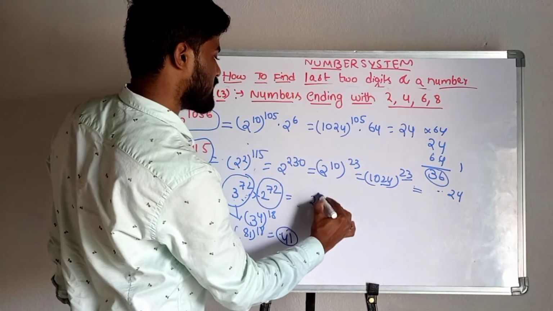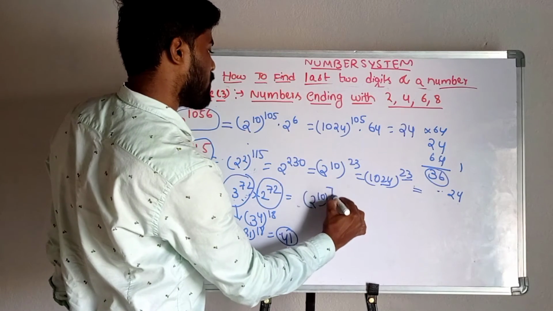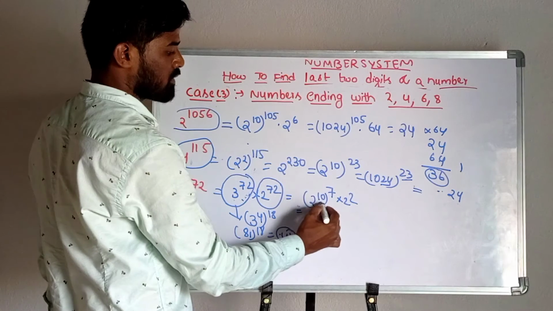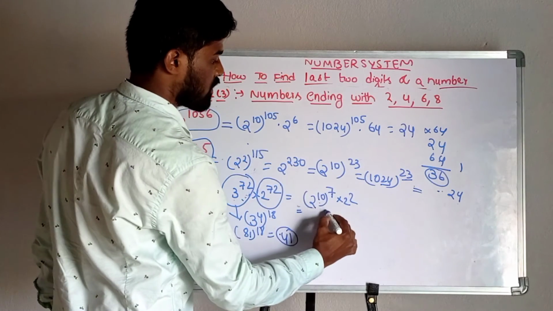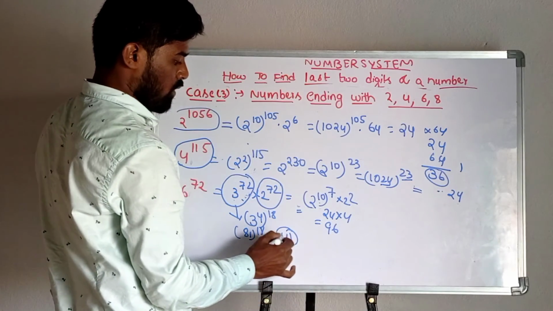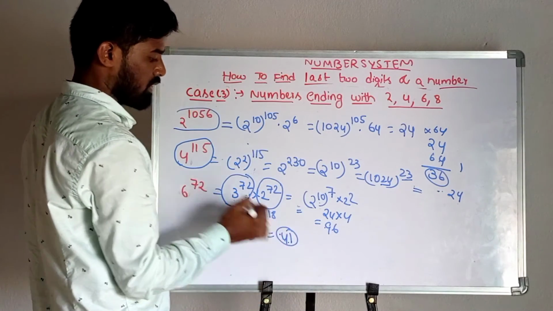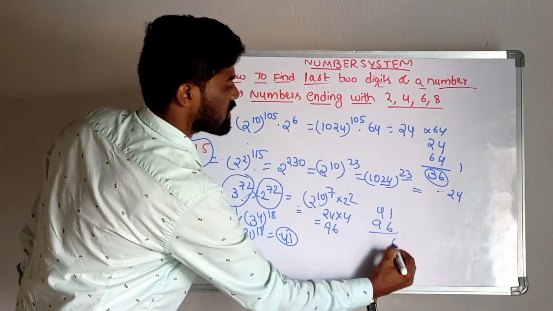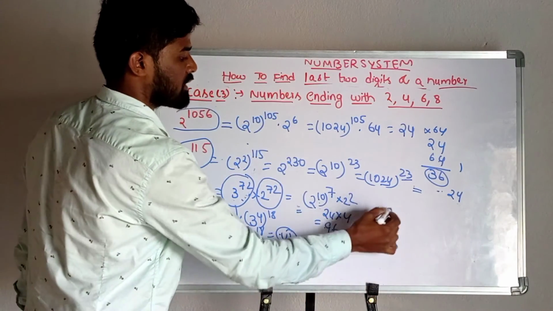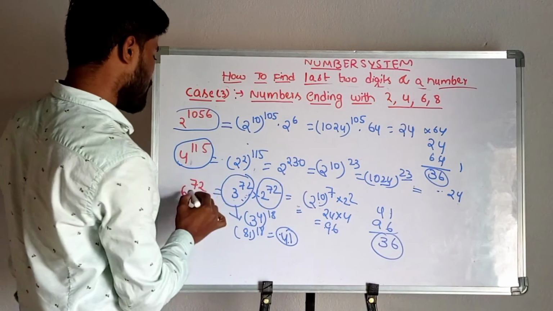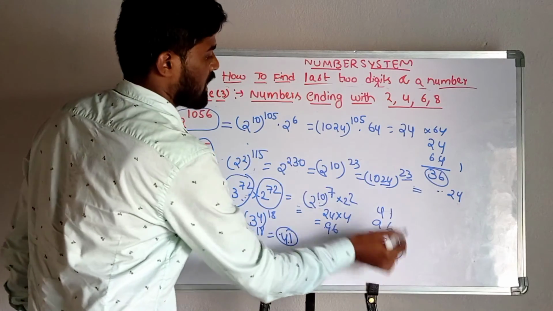2 power 72. We can write this as 2 power 10 whole power 7 into 2 square. 2 power 10 is 1024, 24 power odd number ends with 24, into 4, that will become 96. Now cross multiply these two numbers to find the last two digits. 41, 96. 1 into 6, 6, 4 into 6, 24, plus 9, 33. Write 3 here. That means the last two digits of 6 power 72 is 36.